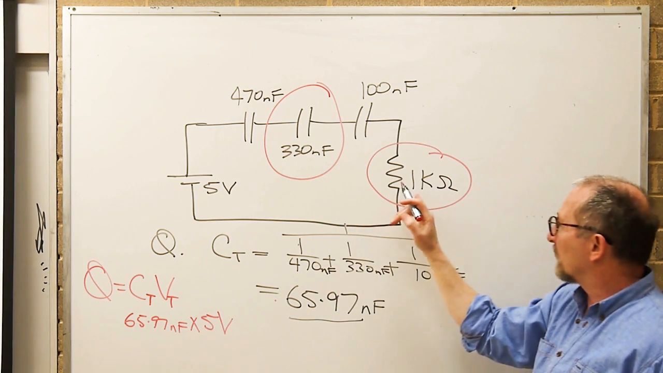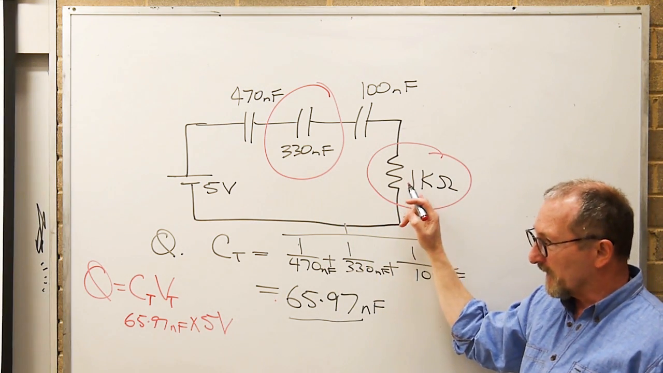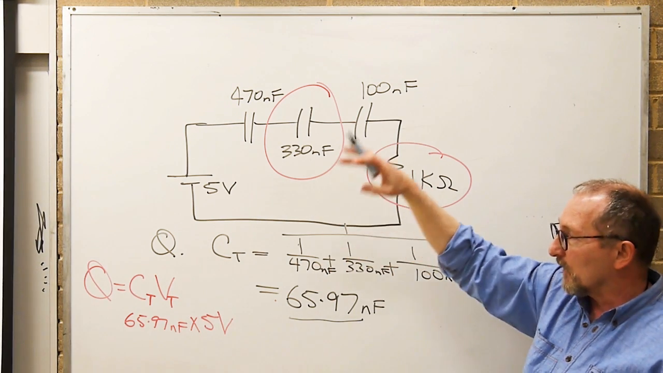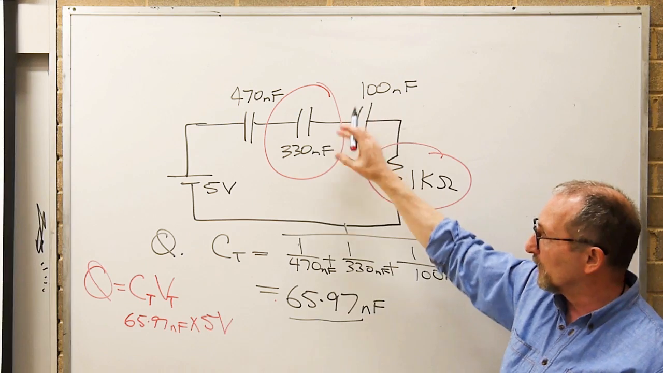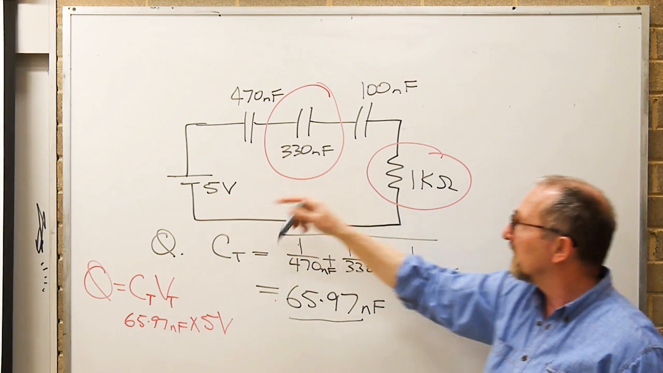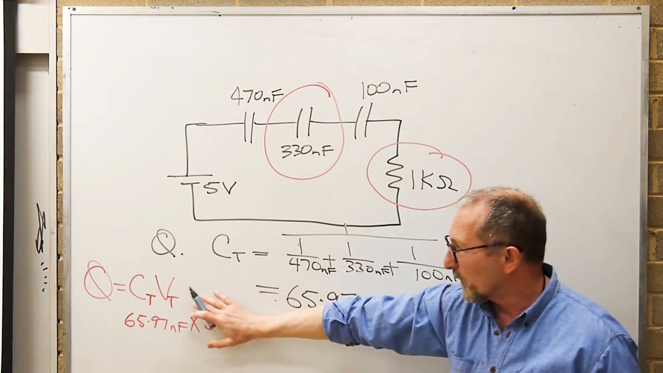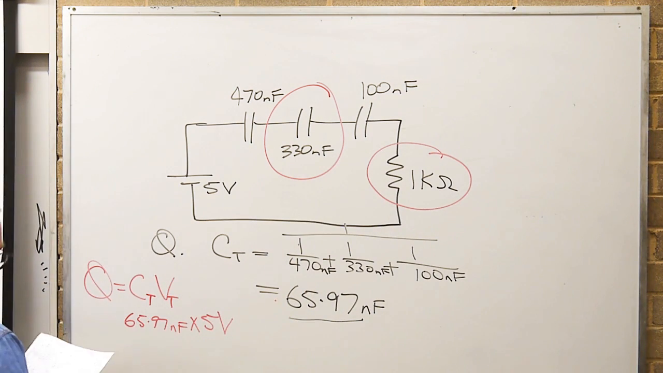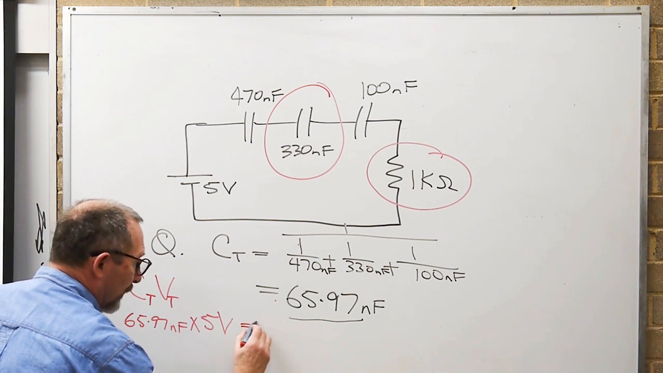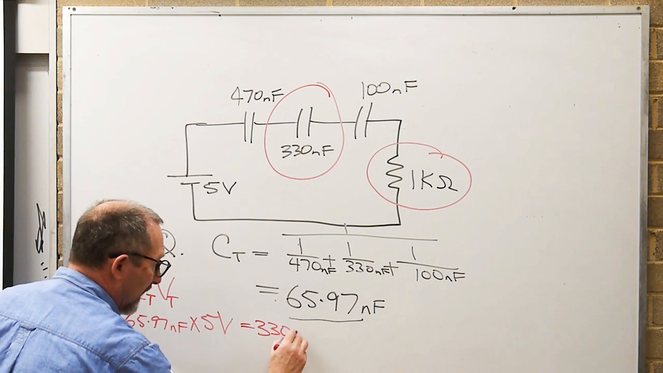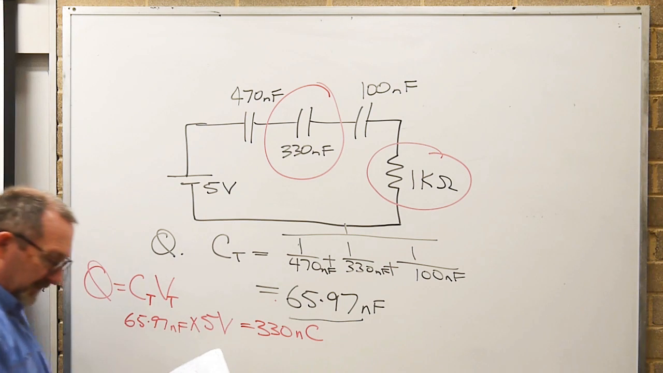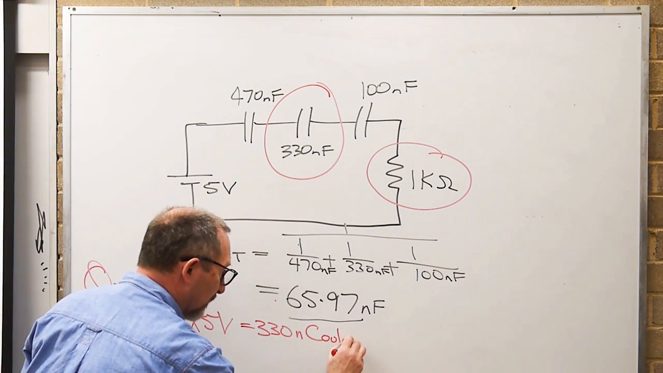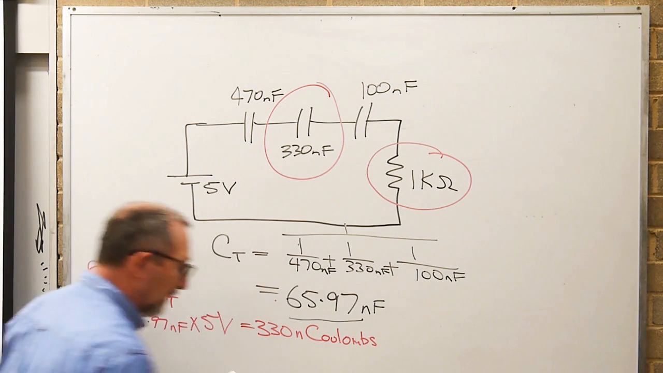No. The resistor is only providing a time constant variable in the circuit and just delaying how long it takes for the capacitor voltages to all reach the 5 volts. Doesn't have anything to do with working this out. So we run the maths on that and we get a charge of 330 nanocoulombs. It's a lot of electrons.